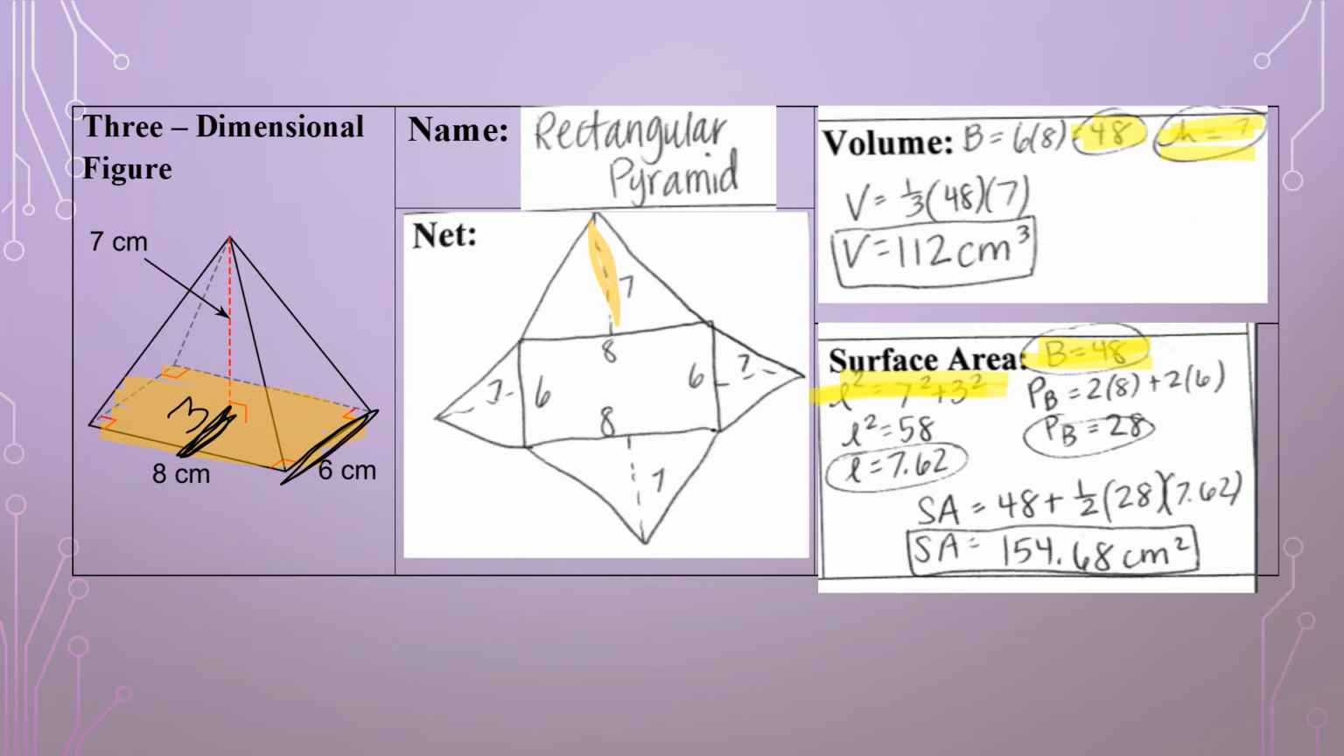2 times 8 is 16, 16 plus 12, okay, yeah. So then plug it into your surface area equation and you get 154.68 centimeters squared.